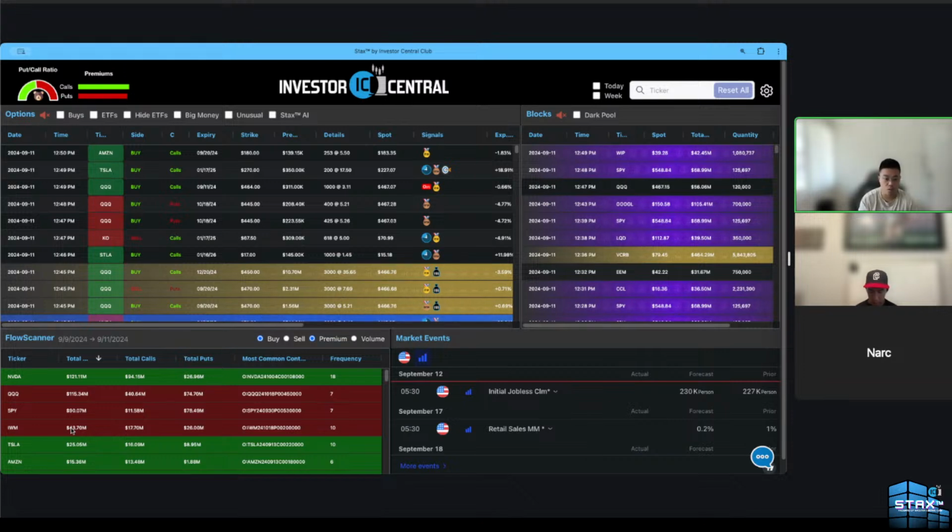Like that Nvidia $23 million that we just talked about, almost 100% return in 4 days. Ridiculous, right?